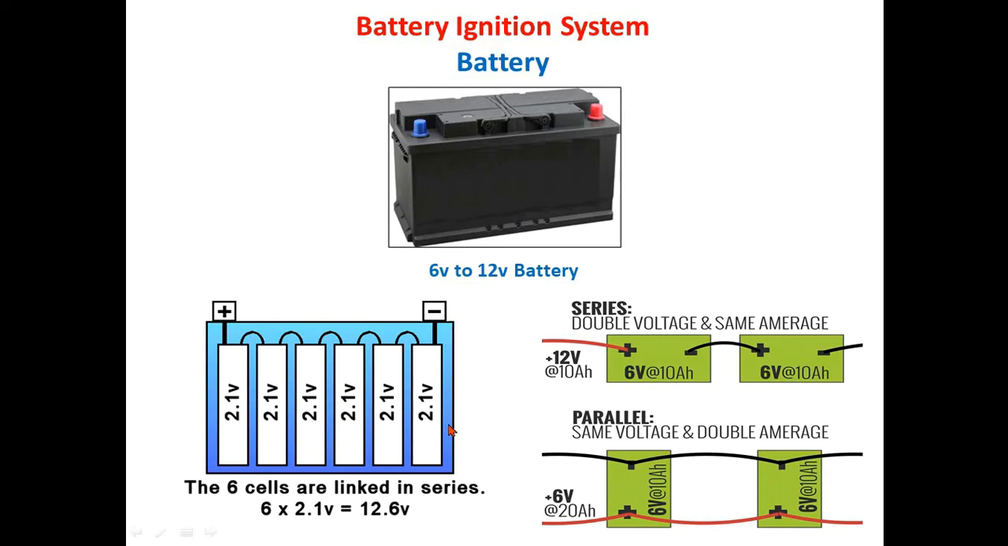2 volt cells are connected in series such that the positive of the first cell is connected to the negative of the next cell, and so on. Generally, when we go for series and parallel connection inside the battery, with the series connection we have the facility to double the voltage and keep the same ampere. In case of parallel, we keep the same voltage and double the ampere.